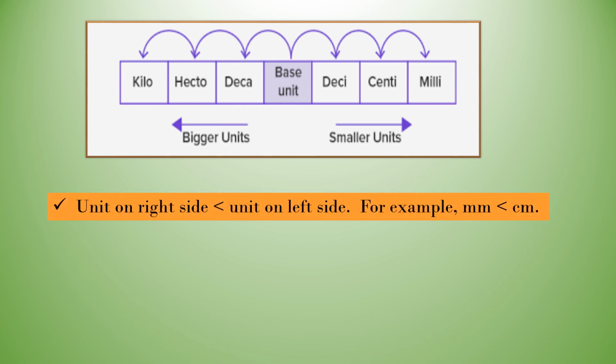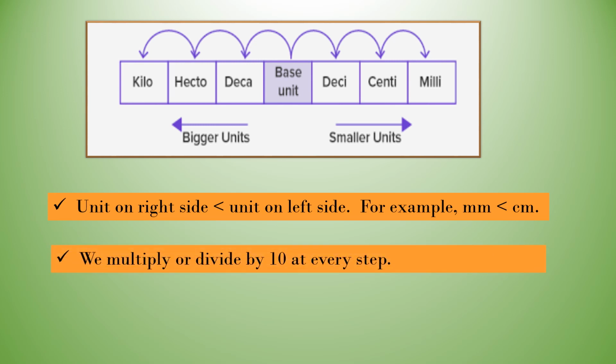First thing, unit on right side is always smaller than unit on left side of the chart. For example, if we compare centimeter and millimeter, we have to see the position of these two units. Millimeter is on right side of centimeter, so millimeter is smaller than centimeter. Second thing, we always multiply or divide by 10 at every step for conversion. This point will be clear to you in the next slide.